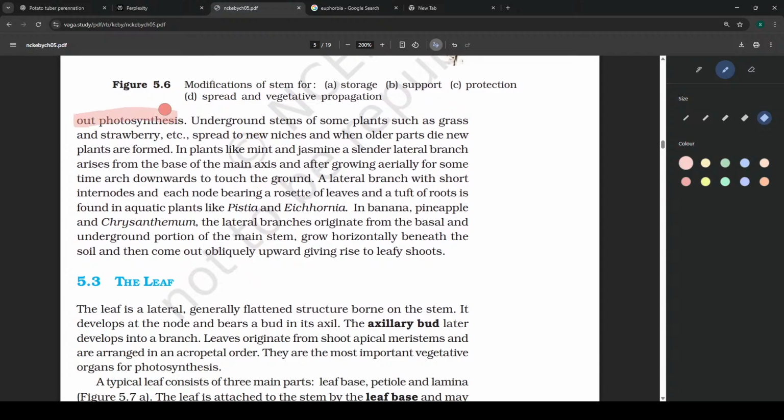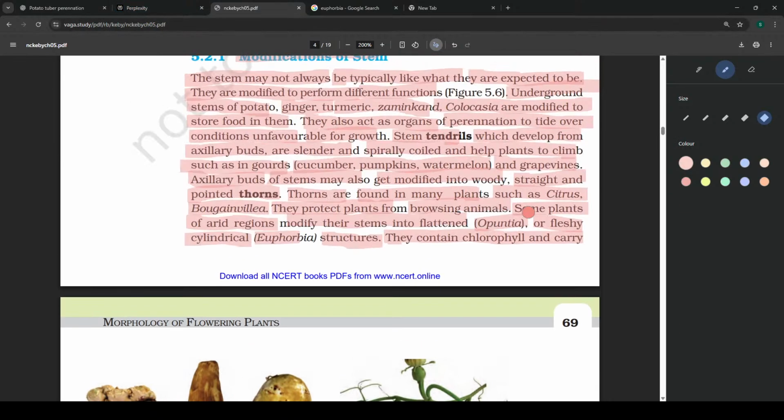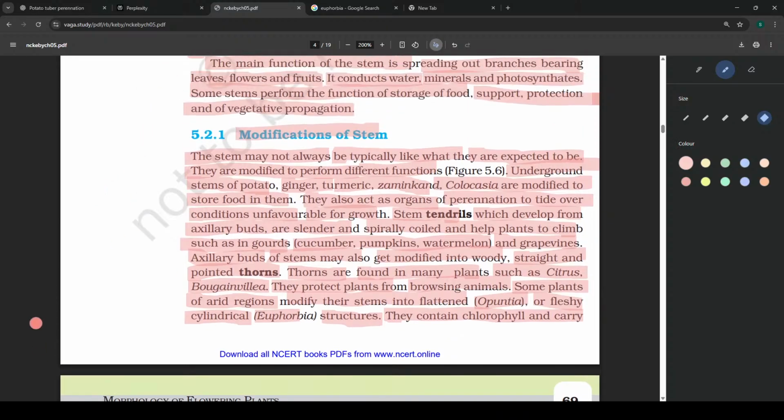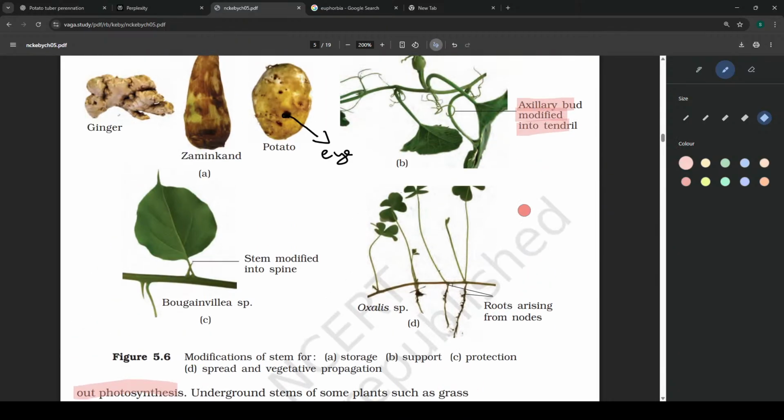As I said before, there is a phylloclade in case of Opuntia, that is cactus, which will perform photosynthesis. And this we see is flattened in case of Opuntia and cylindrical in case of Euphorbia. These contain chlorophyll and they carry out photosynthesis.